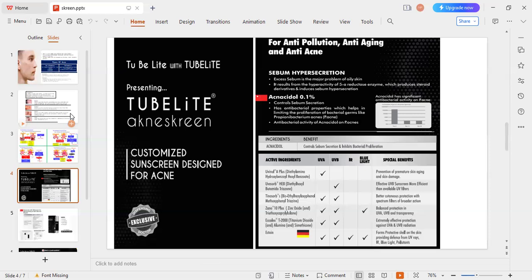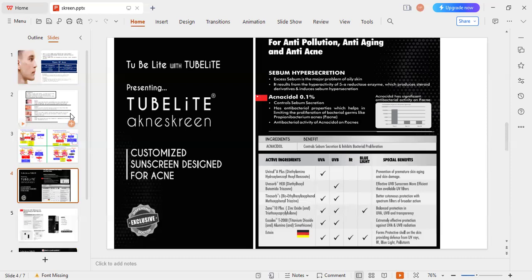Along with acnesidol for the control of acne, we have other beautiful ingredients which can help your skin against ultraviolet radiation. We have Uvinul A+, which gives protection against UVA radiation, which has a special benefit of preventing premature skin aging and skin damage. Then we have UVasorb HEB, which gives protection against UVB radiation. Then we have Tinosorb, which acts against both UVA and UVB radiation. It's a better cutaneous protection with spectral filters of broader action.